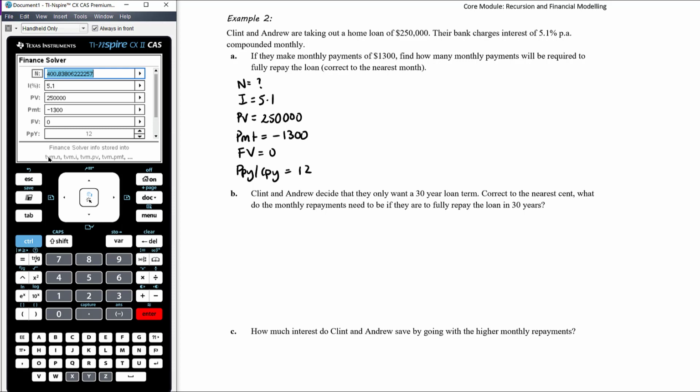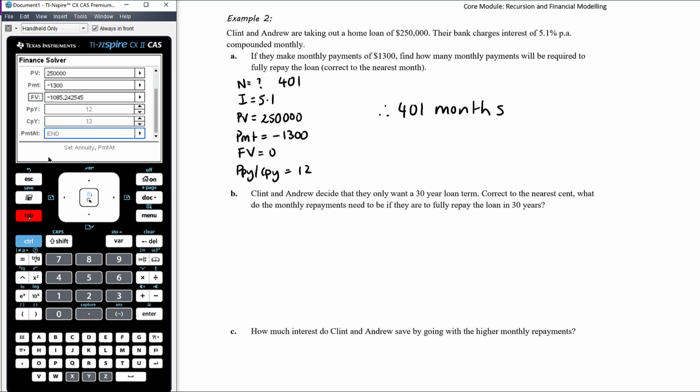So, in this case, we're going to say n is 401. It specifies in the question to correct to the nearest month, so therefore it's going to be 401 months. Just quickly, let's have a look. If I'd made this 400, and you look at the future value after making 400 payments, you still owe another $1,085. So if you're only going to make 400 payments, that last payment would need to be $1,300 plus $1,085.24. So that's a massive last payment.